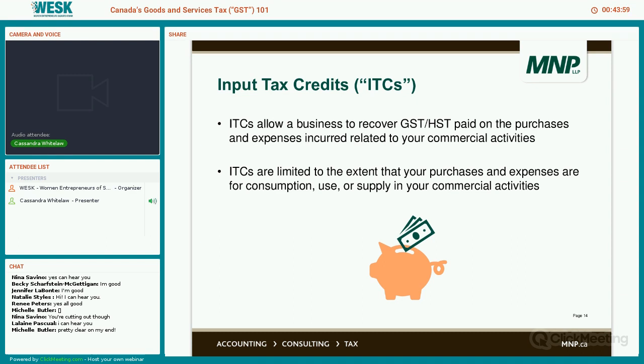There are many rules around input tax credits. There's limitations, and the other important thing to keep in mind is that you can only claim an ITC to the extent that the purchases and expenses are for the consumption, use, or supply in your commercial activities.